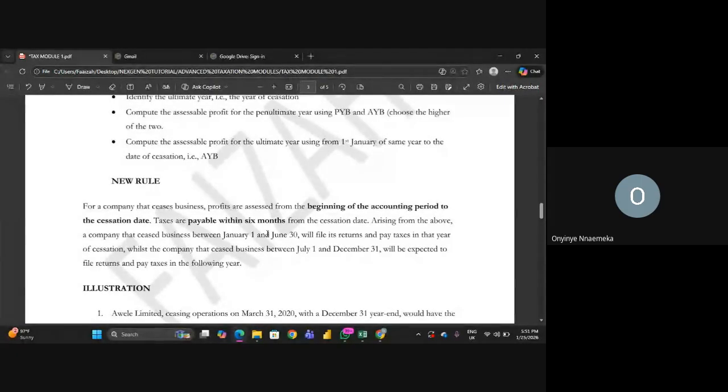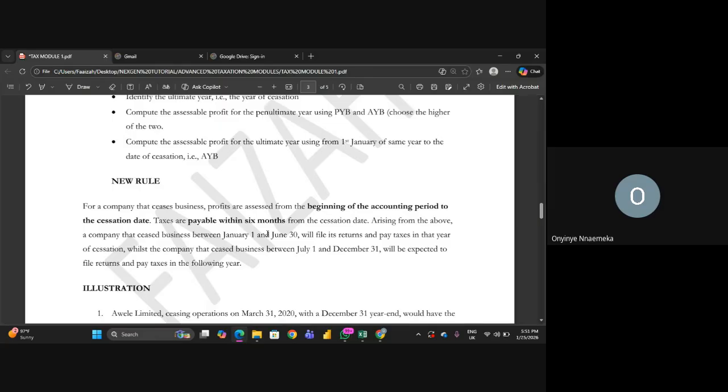Cessation. Now, another rule applies to the year of assessment. For the year of assessment, normally we'll do PYB, but PYB is for an existing business, and a business that has ceased operation is not an existing business. I don't know if you get that. If the business has ceased operation, you can no longer call that business an existing business. So the PYB basis does not really apply here.